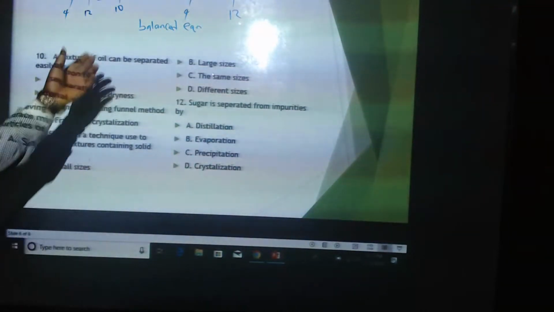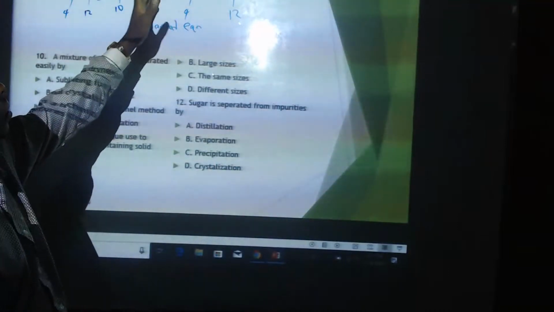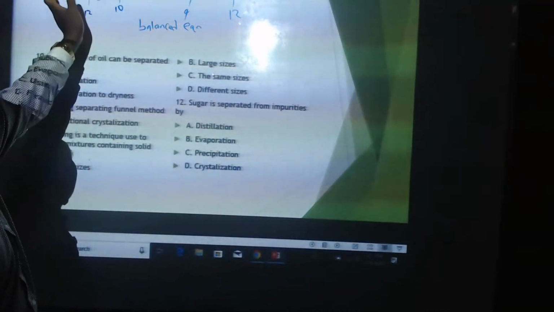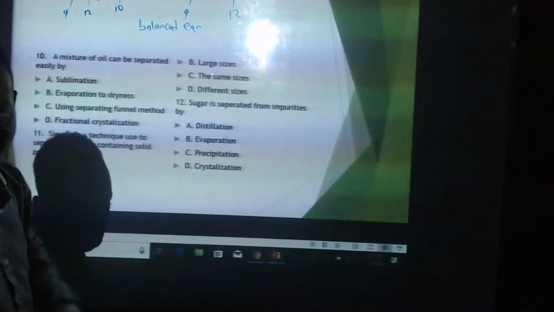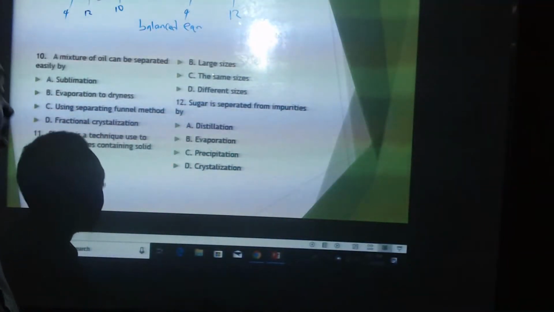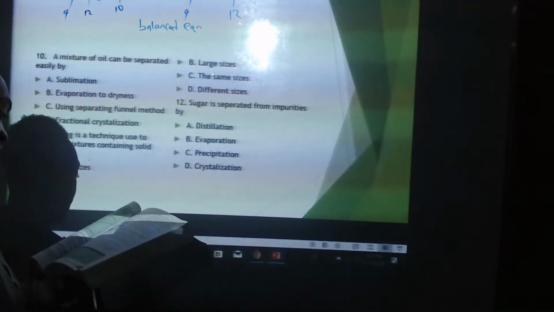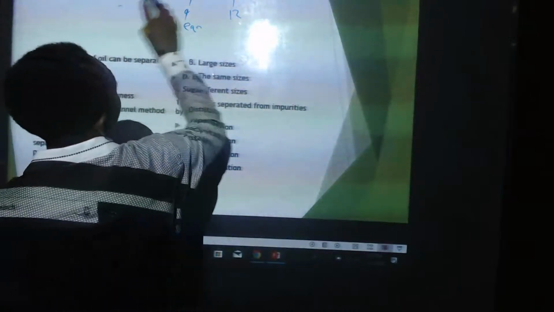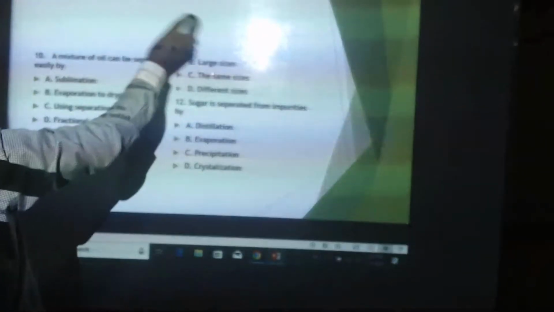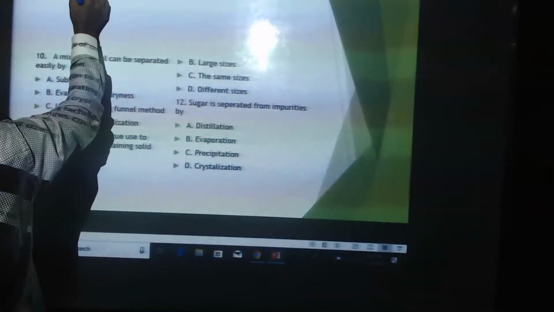You have an equal number of elements at the left hand, and the same number of elements at your right hand. So this is a complete and balanced equation. Now let's look at another example of balancing. Okay, I give you copper, Cu, plus hydrogen chloride.